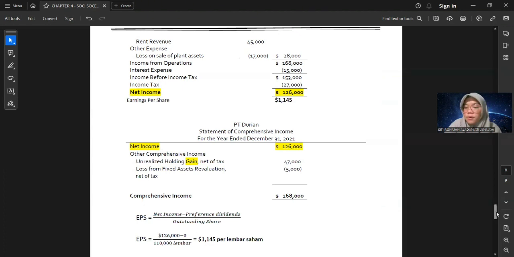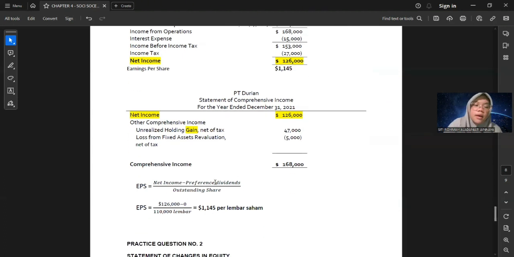How to calculate earnings per share, how to get EPS, like I said before, the formula is net income minus preference dividends divided by outstanding shares. Because there is no preference dividend, so 126,000 minus 0 divided by outstanding shares. So earnings per share is $145.